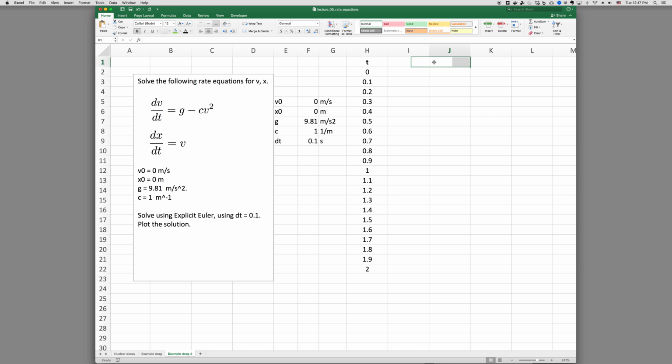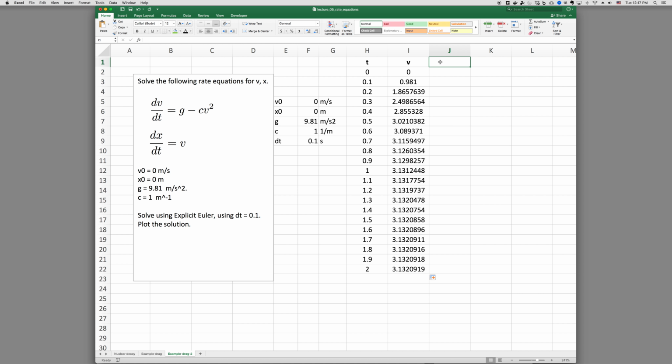Now for the velocity, like before, we have the initial condition and then the explicit Euler formula. So the next point is equal to the old point plus step size times the slope. We step along the slope, and the slope is this function g, lock it, minus c, lock it, times the previous velocity squared. We can fill that down. And then for the position, we have the first point is x0, and the next point is equal to the first point plus dt, lock it, times the function evaluated at the old point, and the function is v old. We can fill that down.